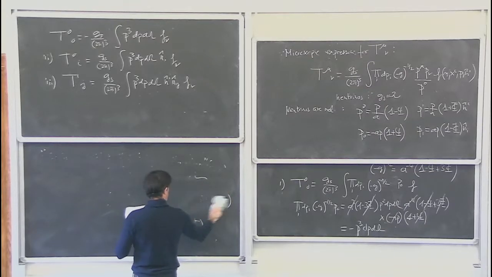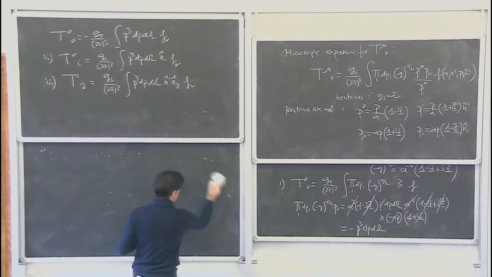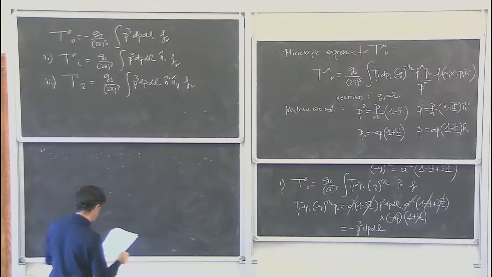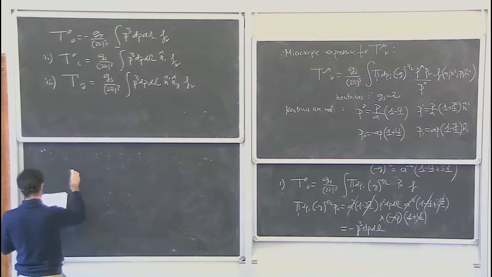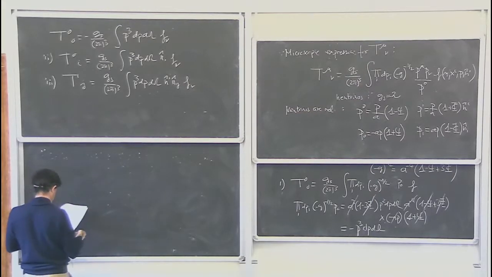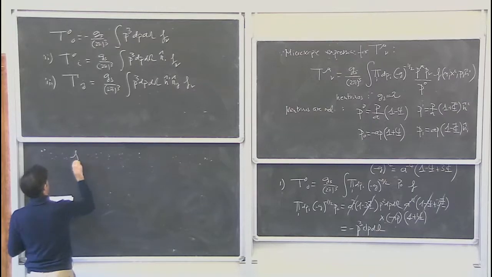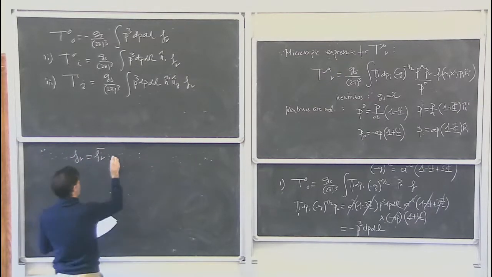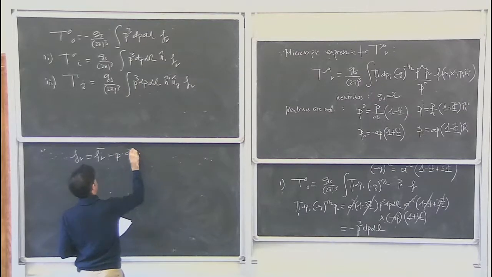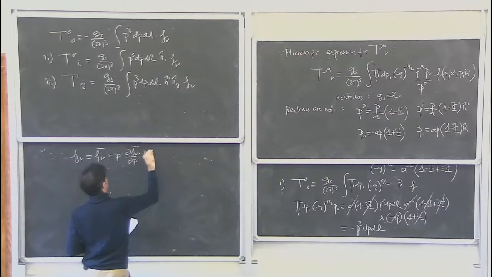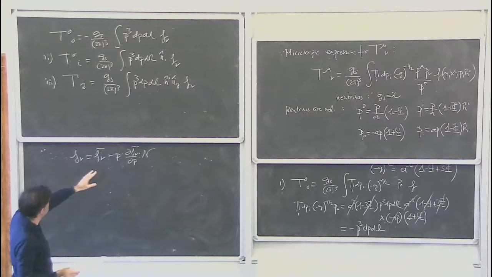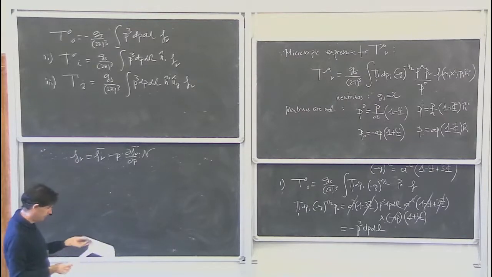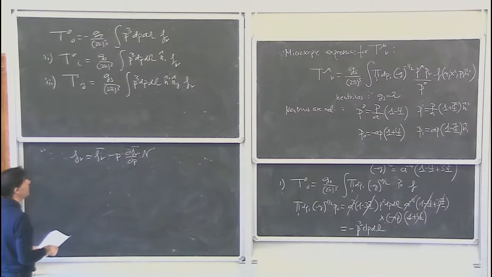So now let's evaluate this component of the energy momentum tensor. So again, we have the following. The neutrino distribution function is the unperturbed part minus p d f nu bar dp n. I substitute this into these expressions. And then I look, what do I get?